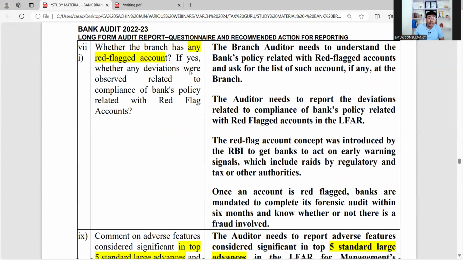If there are any red flagged accounts, in that case we need to put the complete detail in this particular tab. And how can we identify the red flag? For that, the 45 points RBI has announced regarding the red flag, we have already covered. So if there are any such circumstances, in that case we are going to put the same in our report.